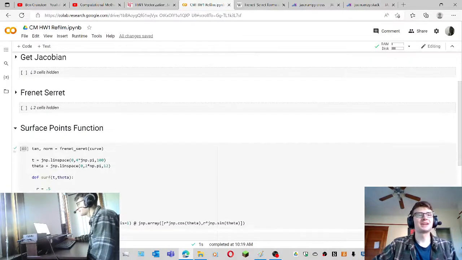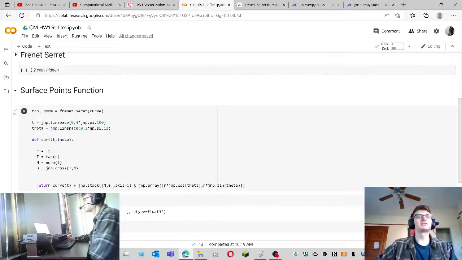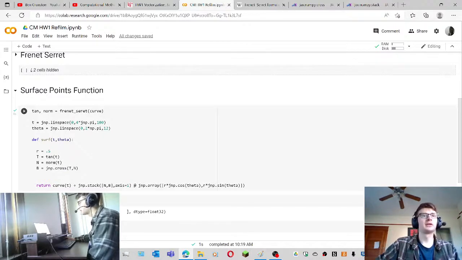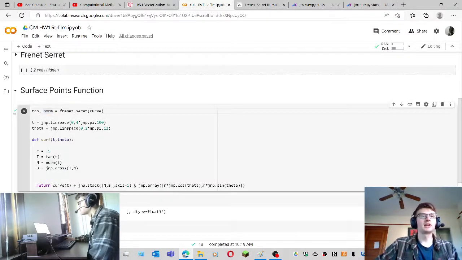The Jacobian's okay. Frenet-Serret is okay. So this is the surface points function I'm about to code out. I'm going to get the tangent and normal from Frenet-Serret. I'm going to define these t and theta values.